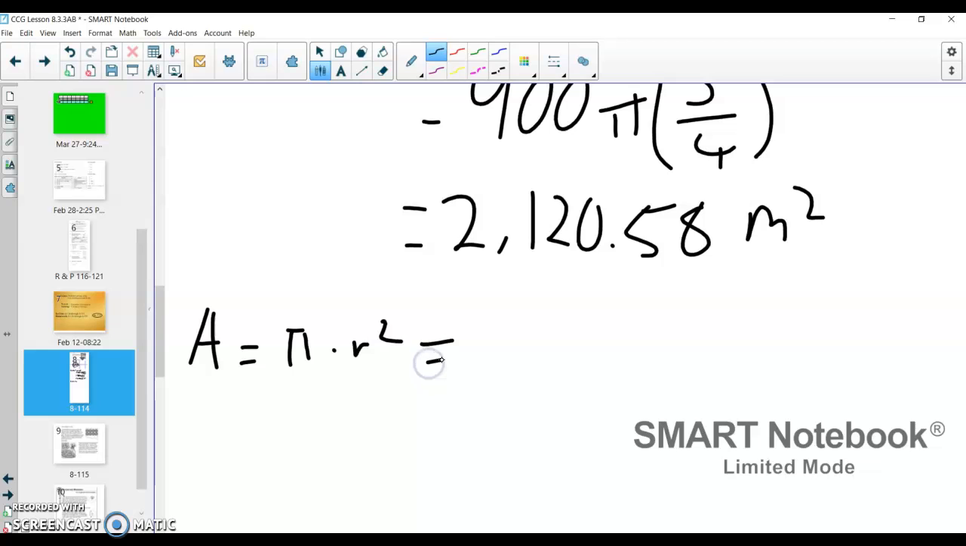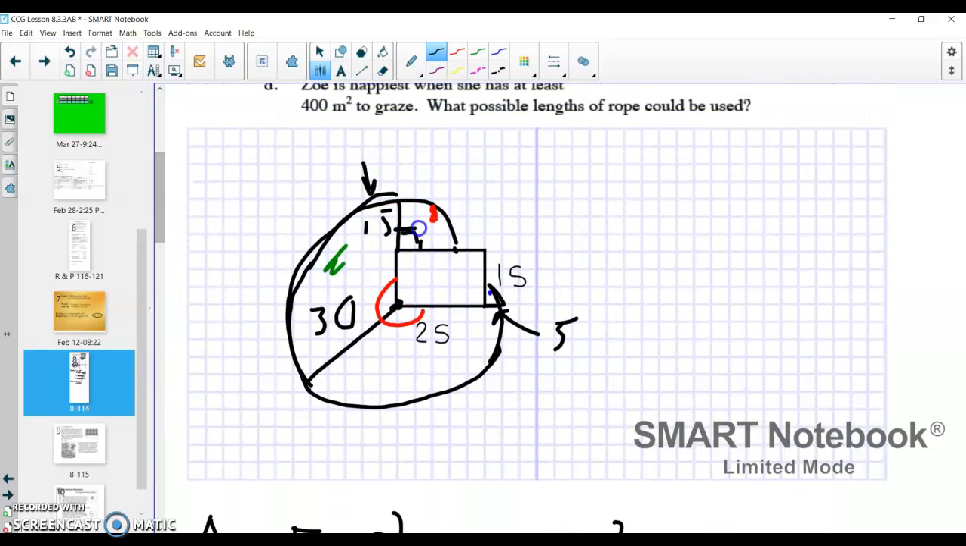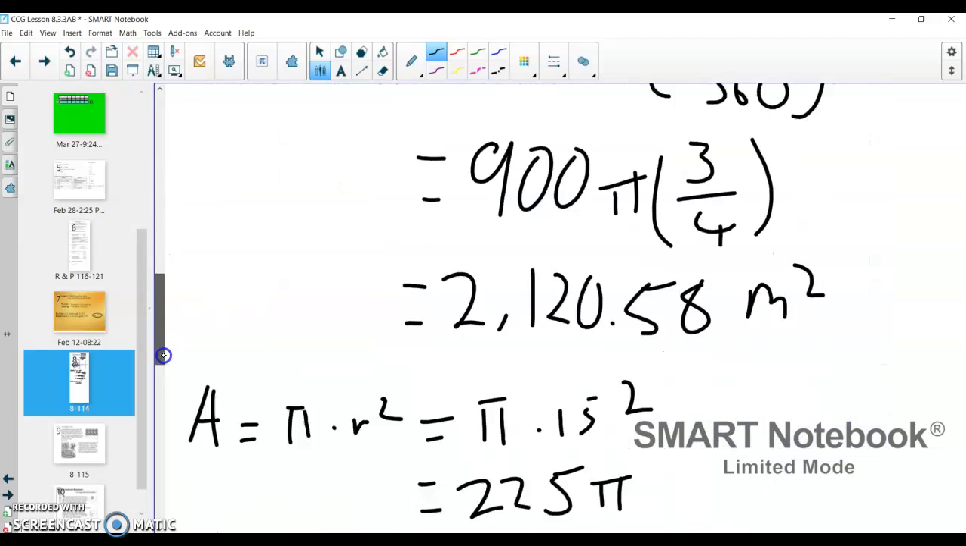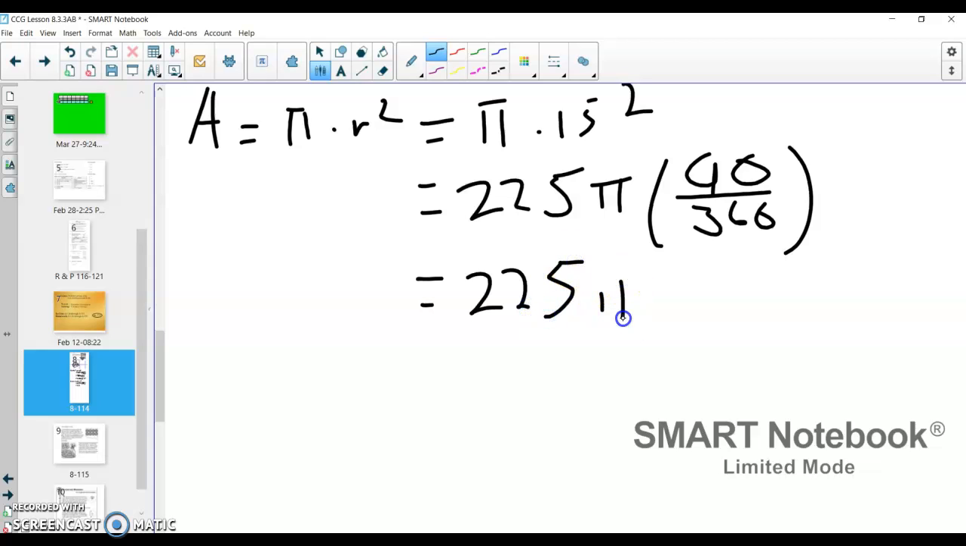When I plug in that radius of 15, that's pi times 15 squared, and 15 squared is 225 pi. All right, now we've got to multiply it by the portion we want. The portion we want is just that 90 degrees, and so 225 pi times 90 out of 360. That reduces down to 1/4, and when I multiply this, I get the area of that sector.